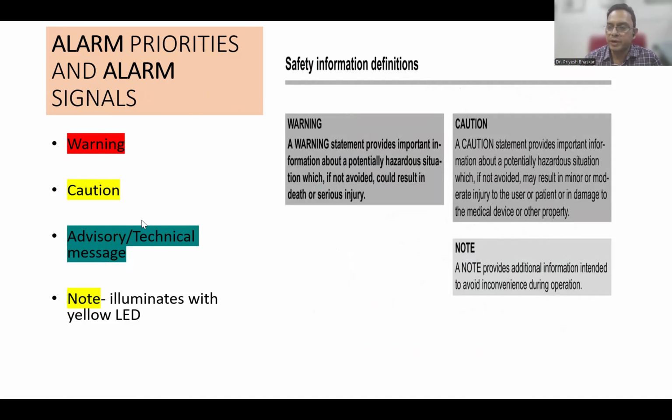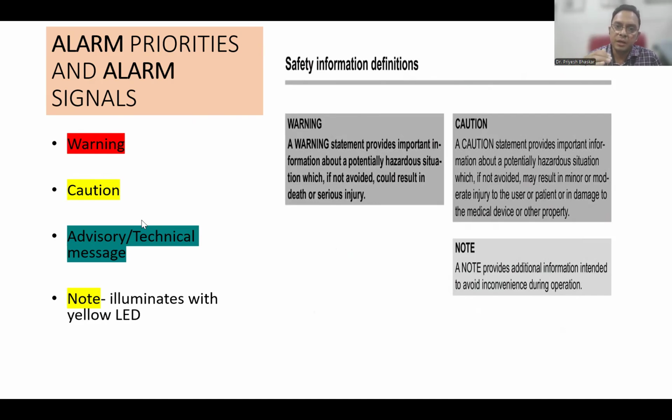Apart from all these things, you need to have a good intelligent alarm system, like the alarms we all have seen in our anesthesia workstation. You can get a warning, a caution, an advisory or a technical message, right? So what is a warning? A warning is a statement that provides important information about a potentially hazardous situation, and if it is not corrected, it can lead to catastrophe. So you have to rectify it immediately.